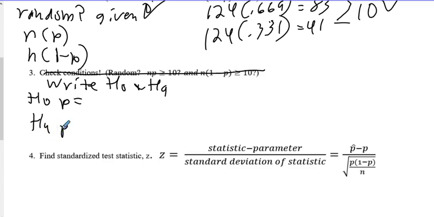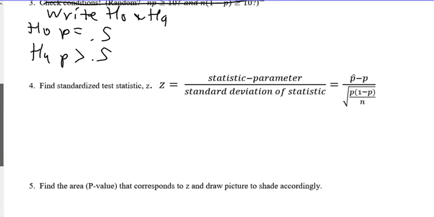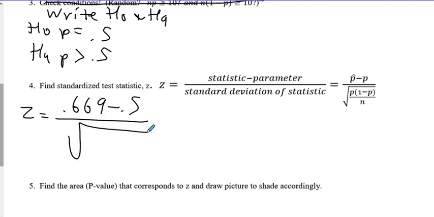So if you remember, it said they assumed half the couples kissed right. So that's 0.5. And then they wanted to see if they thought it would be greater than 0.5. So that was our Ha. That's all from yesterday. Now we're going to get into math. And this is very easy math. Z is equal to 0.669 minus 0.5 divided by big old square root 0.5 times 0.5 divided by 400.